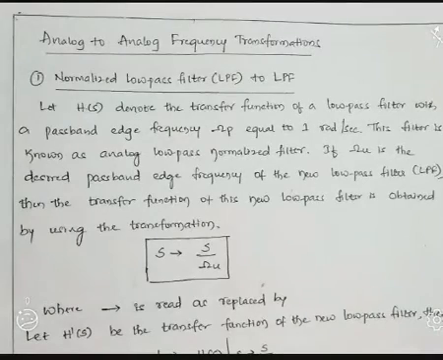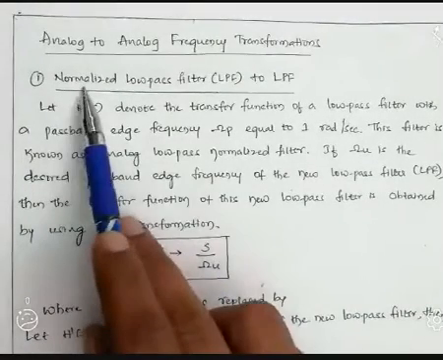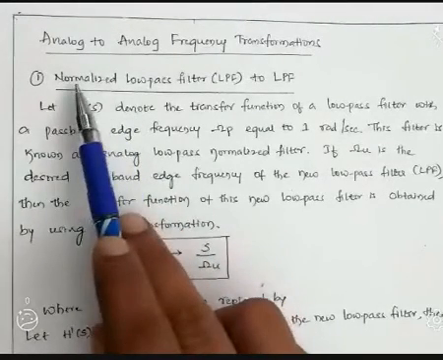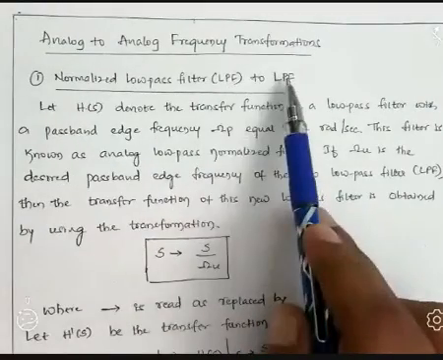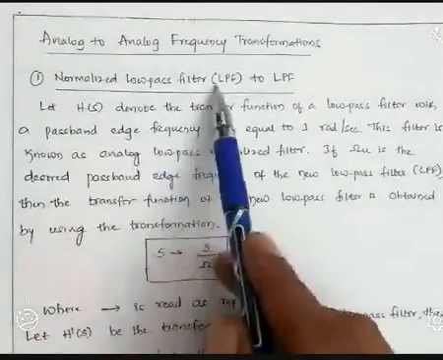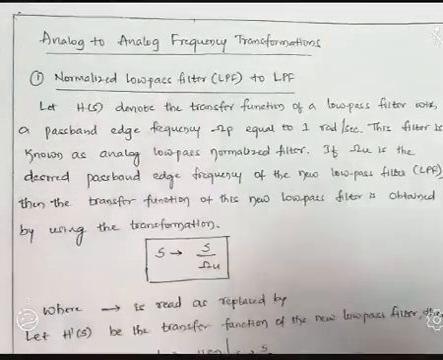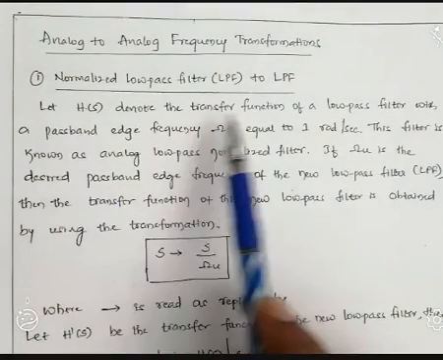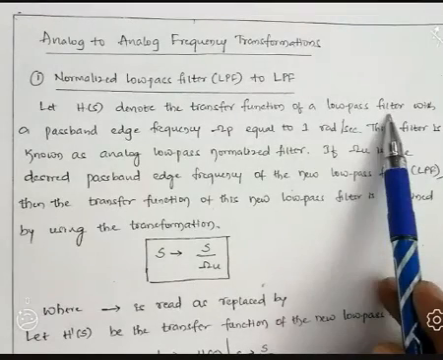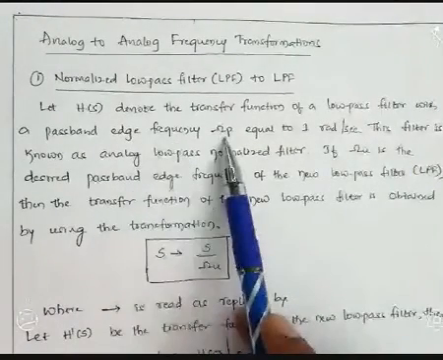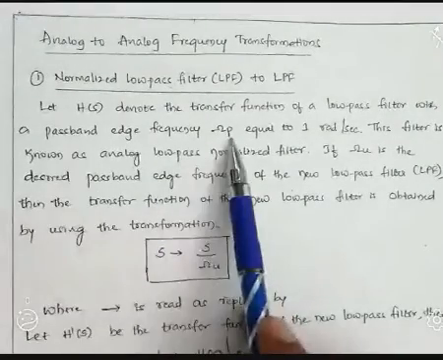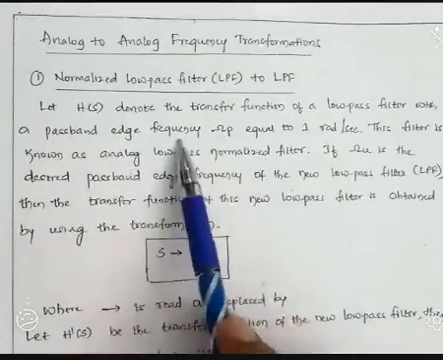First, we will see the prototype, or we can say normalized. Normalized means the cutoff frequency is 1 radians per second. First, we will see the first case: normalized low-pass filter to low-pass filter of desired frequency. How are we converting this prototype low-pass filter, or normalized low-pass filter, to an LPF of desired frequency? Let H of S denote the transfer function of a low-pass filter with passband edge frequency omega p. Omega p stands for passband edge frequency, and it is 1 radians per second.